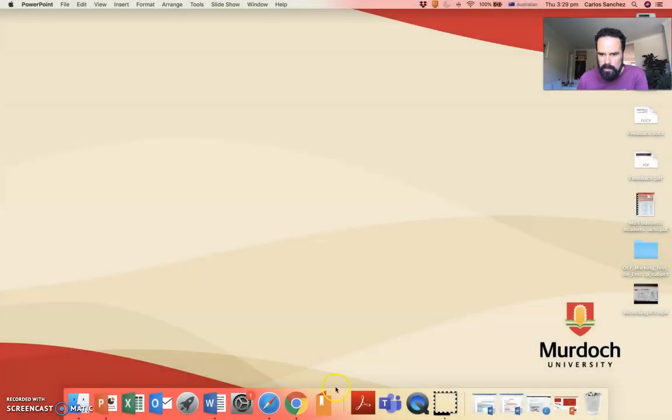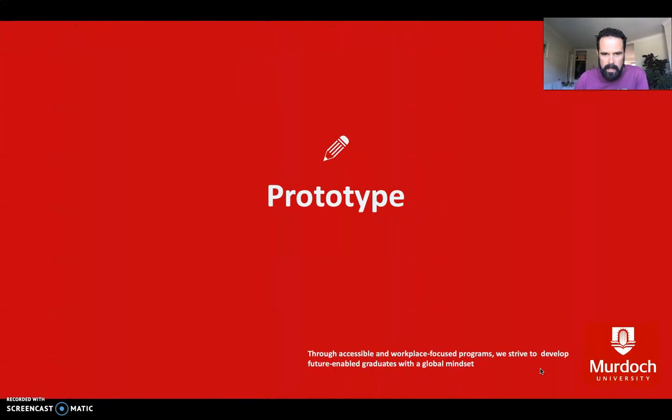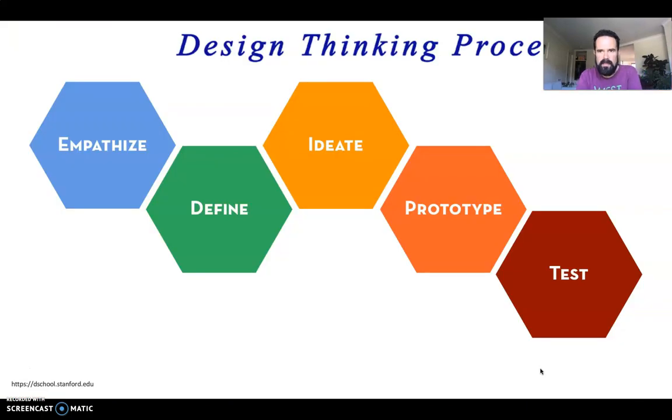Let me open my PowerPoint to start the session. As you remember, the design thinking process has 5 different steps. The first one is empathize. We did that in the first week: define, ideation, prototype, and test. This week, week number 7, we are going to prototype our idea.